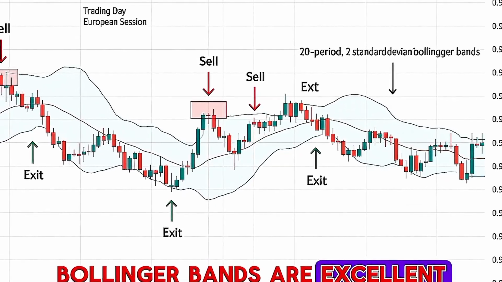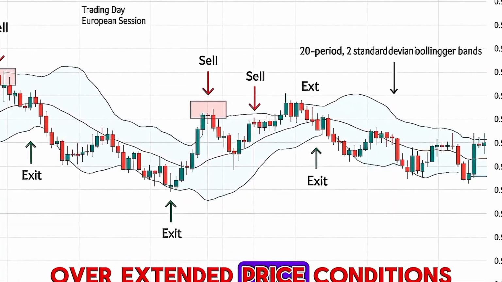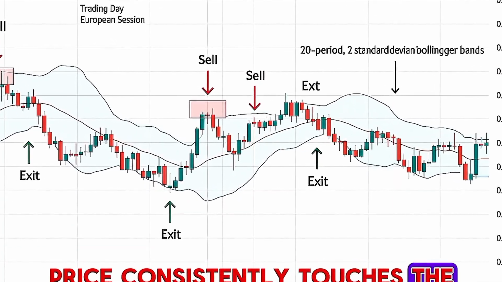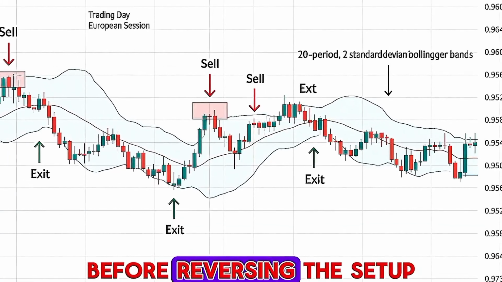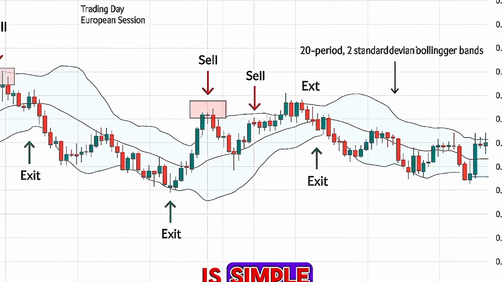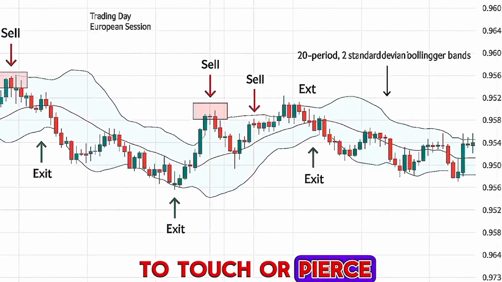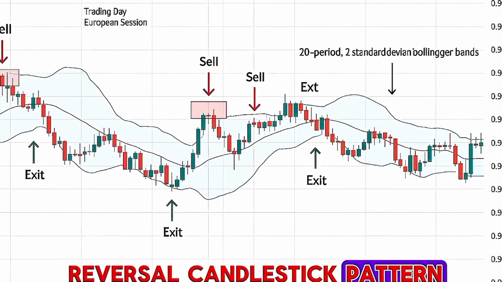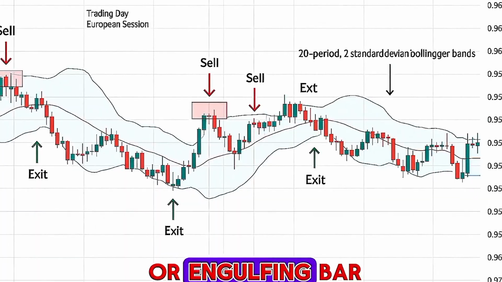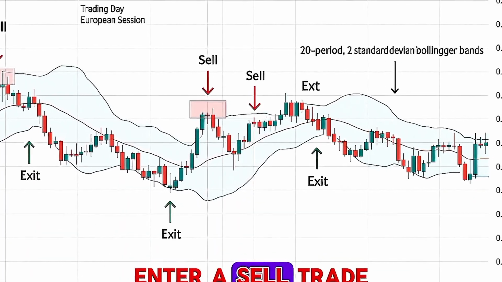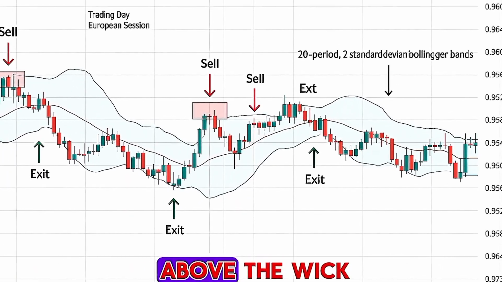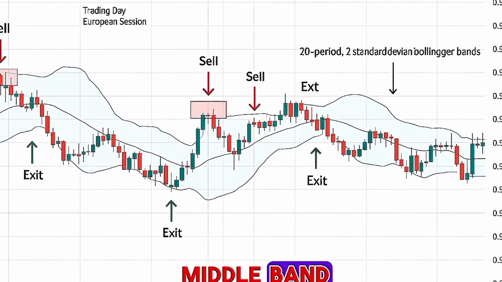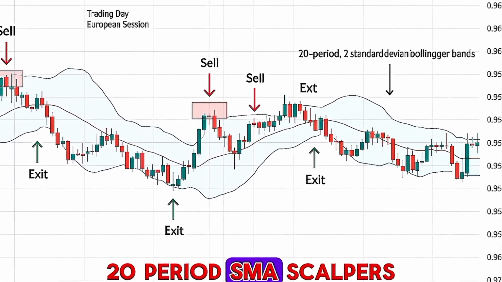Bollinger Bands are excellent for spotting overextended price conditions. In this image, price consistently touches the outer bands before reversing. The setup is simple. Wait for the price to touch or pierce the upper band, then check for a reversal candlestick pattern, like a pin bar or engulfing bar. Enter a sell trade with a tight stop above the wick. Vice versa for buys. The target is the middle band, 20-period SMA.